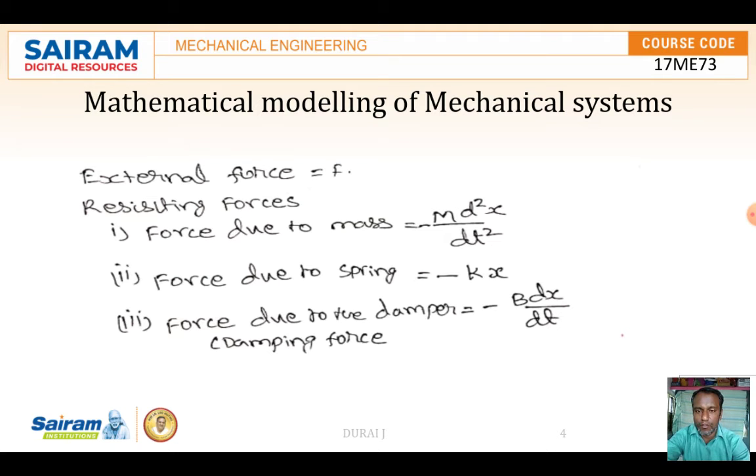Here it acts as a resisting force, so we take it with a negative sign. Then the force due to the spring is minus kx. Here the displacement is only x, so we take x only. If they provided displacements x1 and x2, we would take k into x1 minus x2. Then the force due to the damper is minus b into dx by dt. This is also a resisting force, so we take the negative sign.